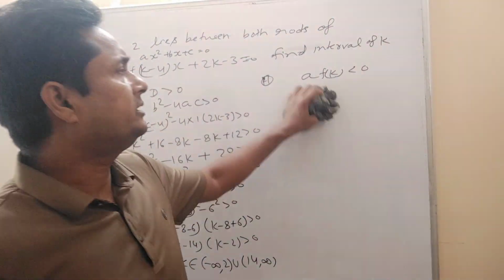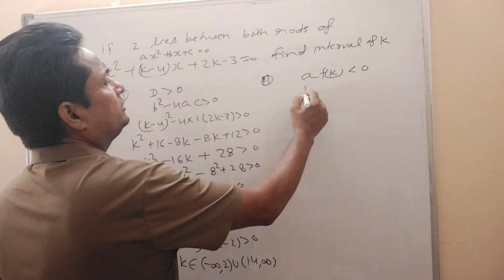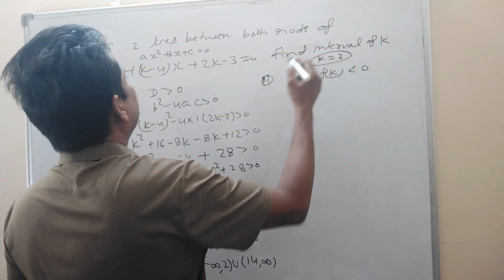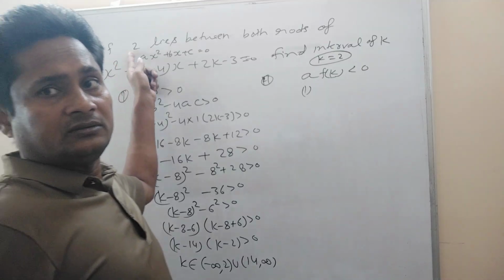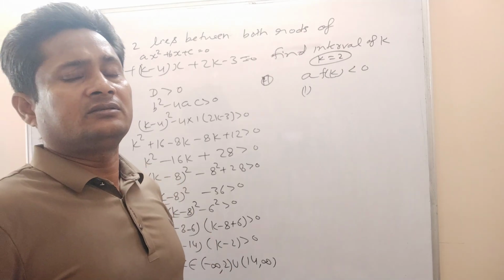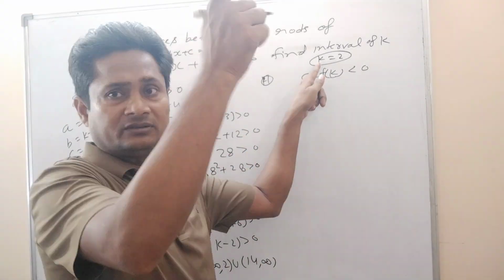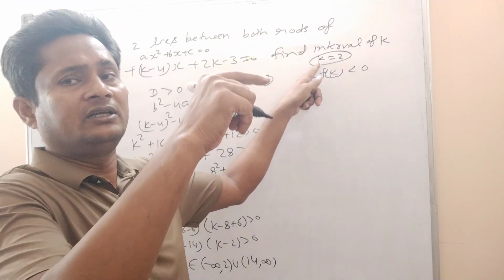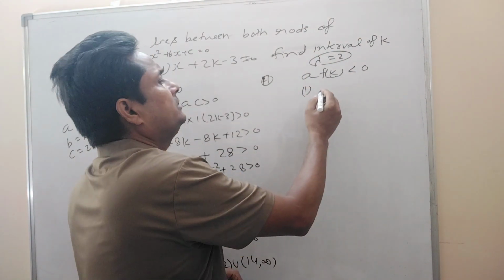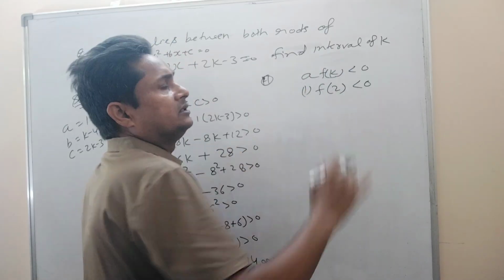Now we have to solve the second case. A f(k) must be less than 0. So A is 1 and f(k), k is equal to 2. It is given here that the number lies between both the roots. So k is not this number; that number we have considered. You can take it as lambda also. That means A times f of 2 must be less than 0.